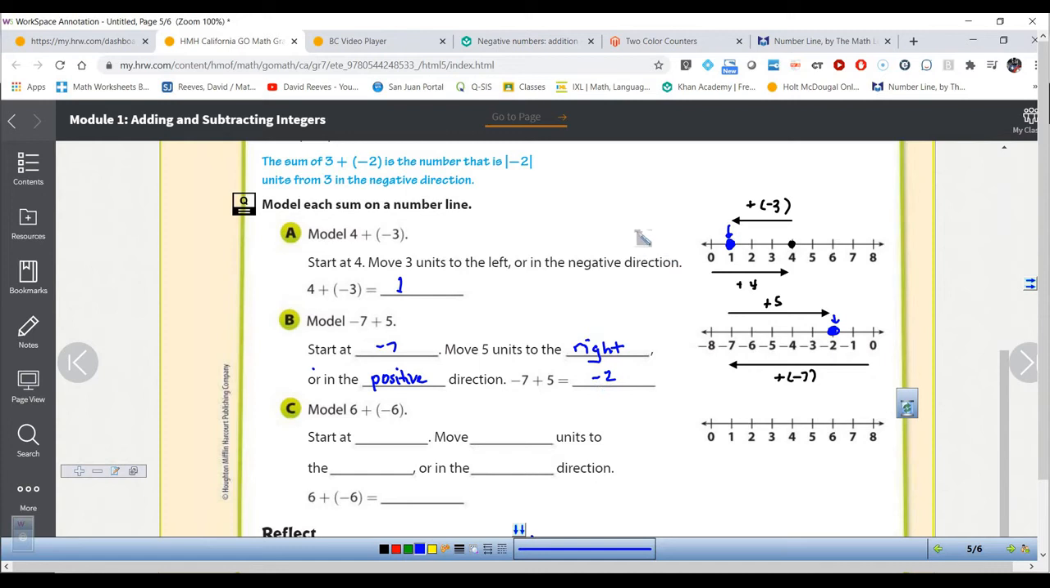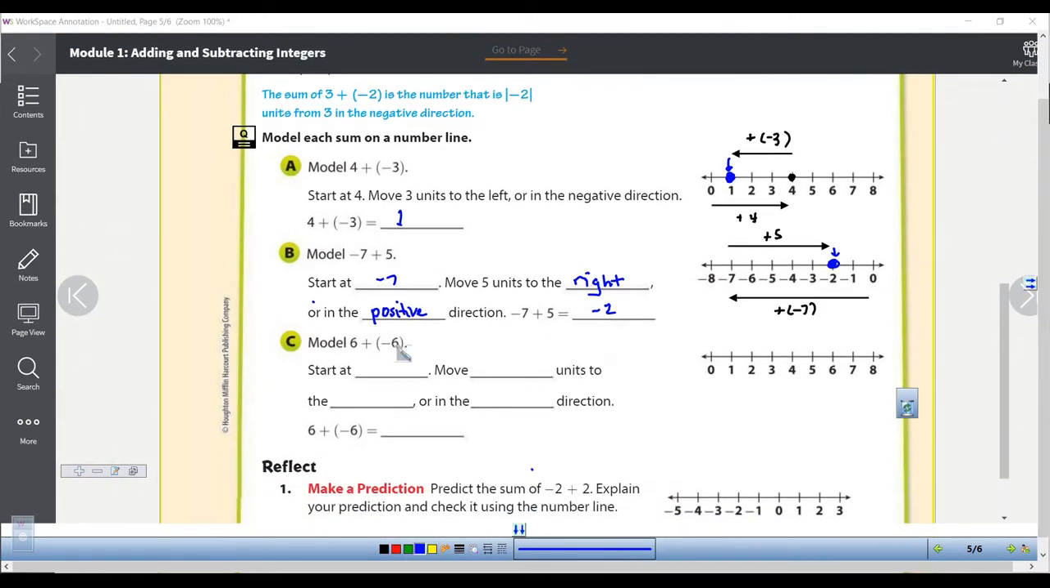Okay? All right. Now, if you look at this one right off the bat, you should know what the answer is because I have 6 positives and 6 negatives. Anytime two numbers have the same absolute value but are on opposite sides of the number line, the answer will always be 0. So look for these ones where they have the same absolute value but the opposite sign. The answer will always be 0. I'm not even going to do that one on the number line.